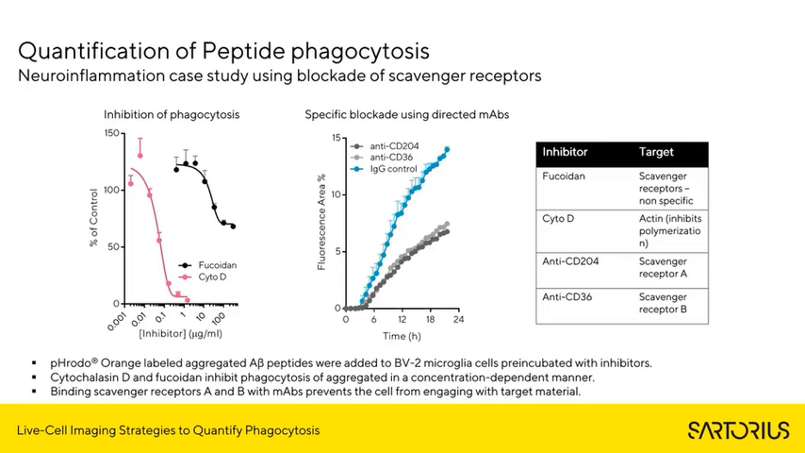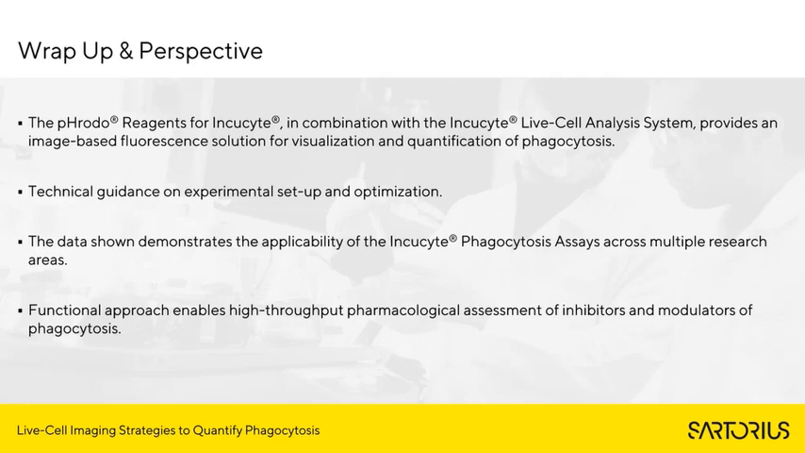These data confirm the capability of microglia to engulf disease-associated aggregates and demonstrate how live cell analysis is a powerful method for the functional analysis of immunotherapeutic modulation of phagocytosis. Now to wrap up. The Frodo reagents for Incucyte, in combination with the Incucyte live cell analysis system, provide an integrated kinetic image-based fluorescence solution for researchers to visualize and accurately quantify phagocytosis throughout the entire assay time course.